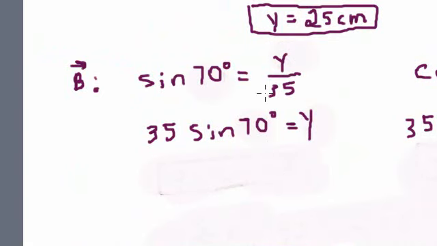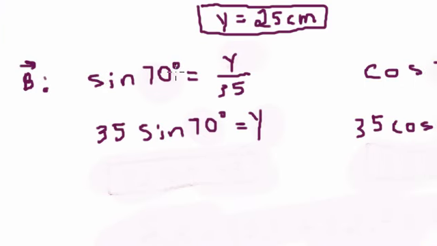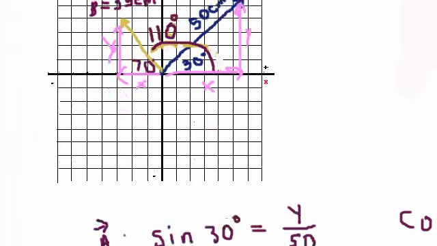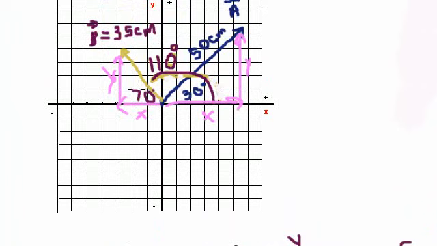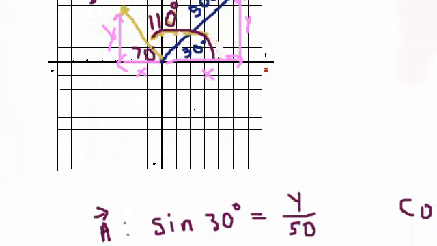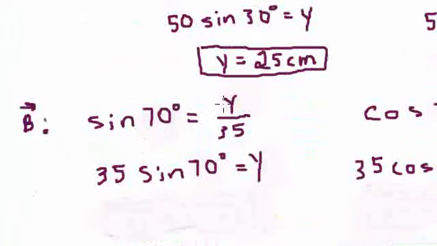Alright, so I'm not going to use 110, like I said, I'm going to use 70 degrees, because it's actually easier to picture it on the graph. So I have the sine of 70 degrees is equal to, sine is opposite over hypotenuse, so look at vector B. Opposite to 70 degrees is y, and the hypotenuse is 35 centimeters. So we have y over 35, move the 35 to the other side, and now all we have to do is solve it.